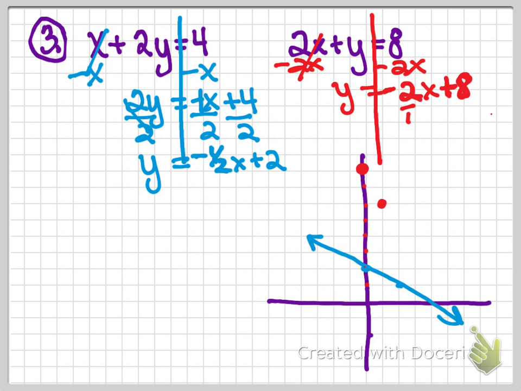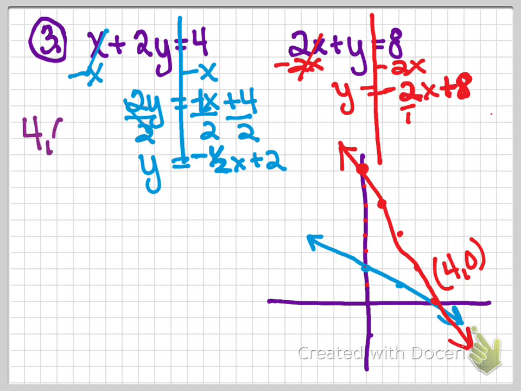If I wanted to, I could go down 2 over 1 again. I can go down 2 over 1 again. This is going to consistently happen, down 2 over 1, and I'll see that this line is going to cross right here. The red line and the blue line cross right here at 4, 0. So I'm thinking that 4, 0 will be the solution to our equations.